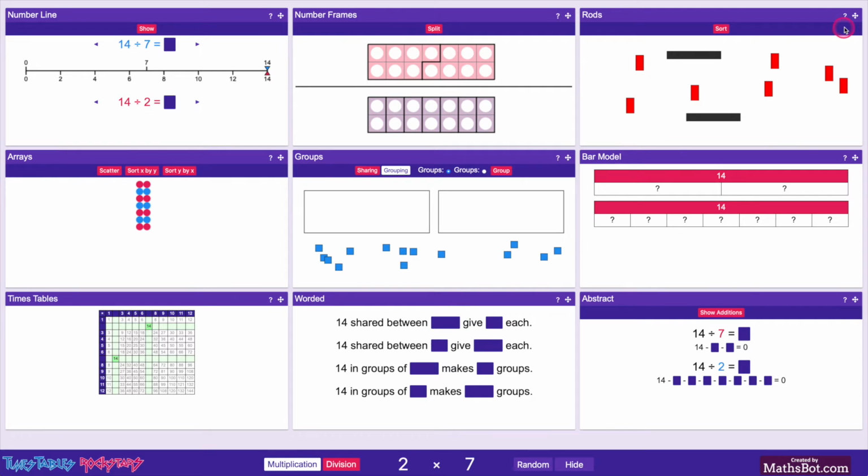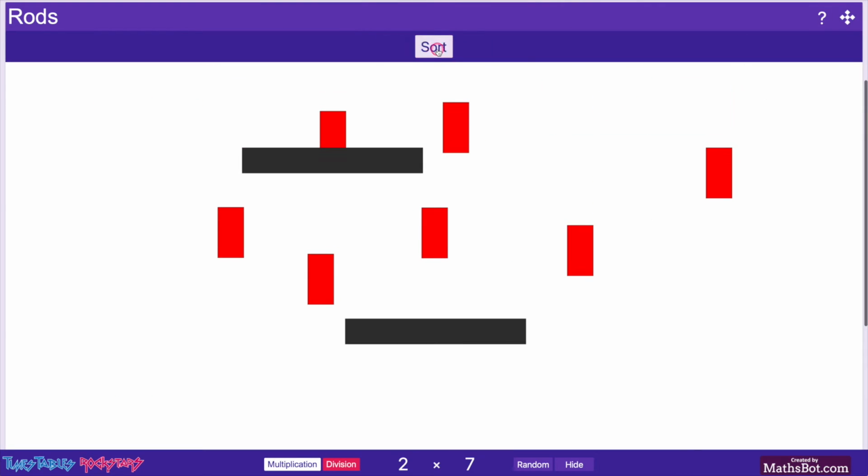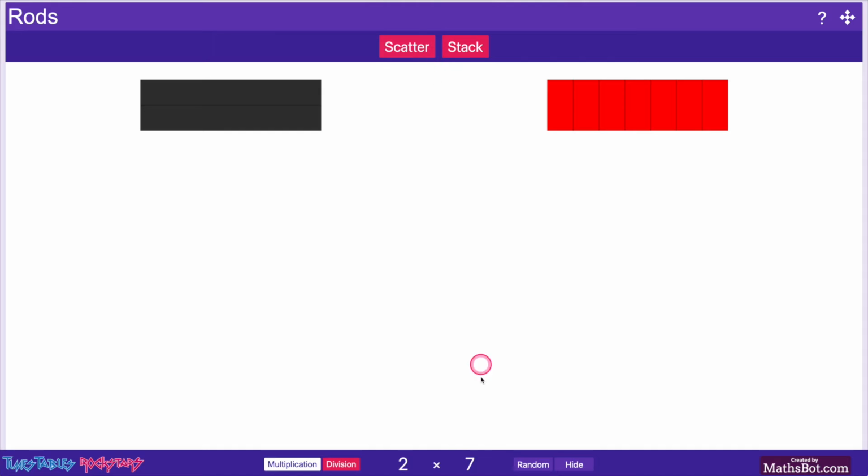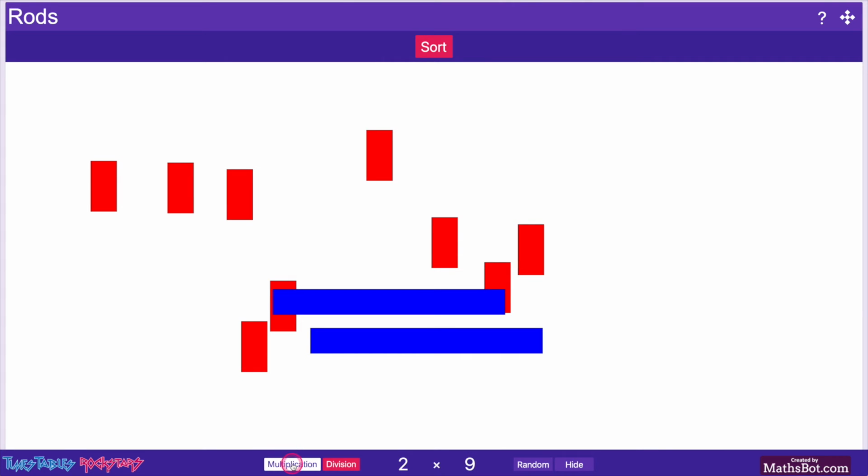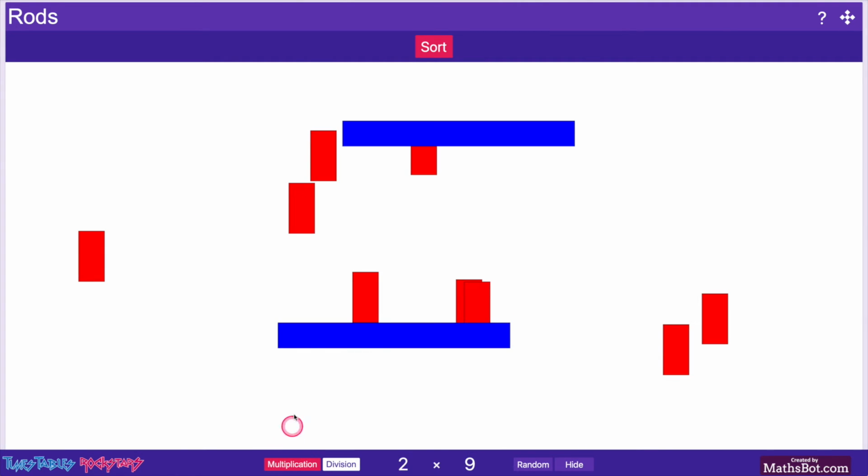The rods tool shows calculations using proportional rods. These can be sorted, scattered or stacked to demonstrate equivalence. With each of the tools, the calculation demonstrator can be changed by clicking on the numbers at the bottom. You can also toggle between multiplication and division.